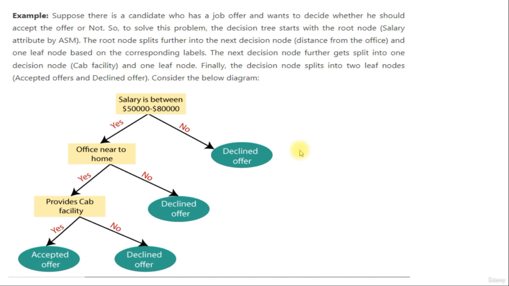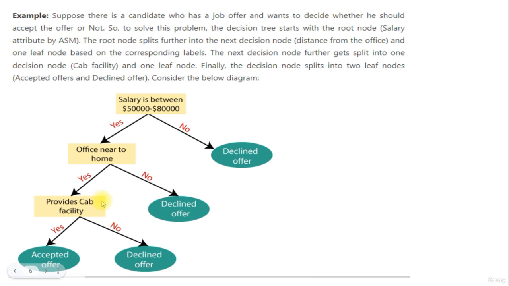So no further questioning, we cannot accept that offer. But if the salary ranges between 50,000 to 80,000, then this path will be taken and the next question will be asked: whether the office is near to home or not. Again, if the office is not near to home, declined. So this is another decision, offer declined. But if the office is close to home, then we'll ask the next question.